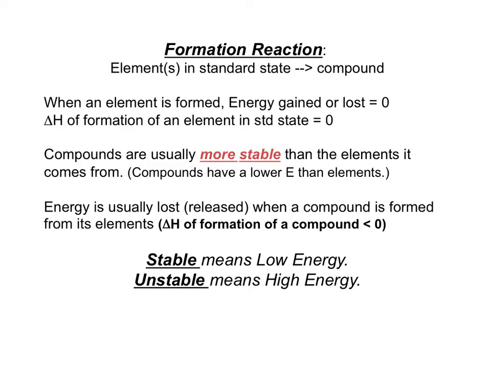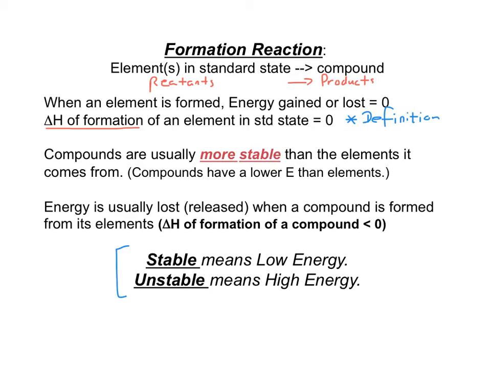To use Hess's law, we said we have to look up the delta H formation of each reactant and product. Formation refers to a formation reaction. In a formation reaction, the reactants are the elements in the standard state, and the products are the compound formed from the elements. By definition, delta H of formation of an element in a standard state equals 0. Here are two other terms we want to look at. So stable means low energy, and unstable means high energy.